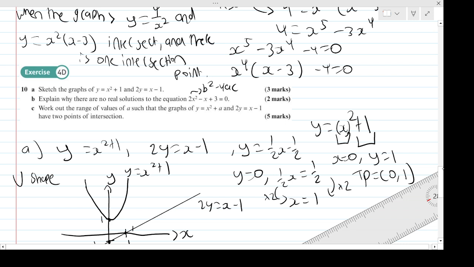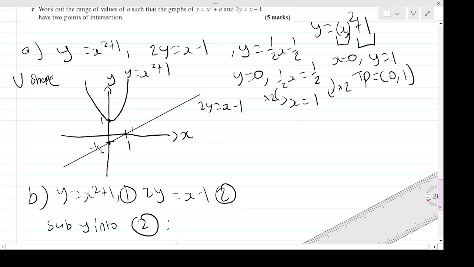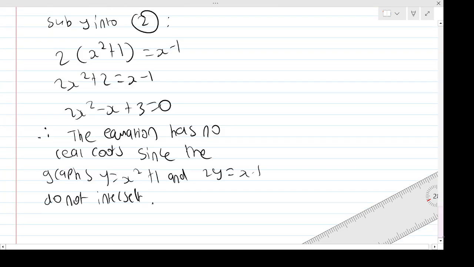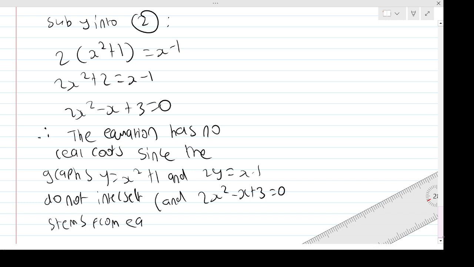Alternatively, again, you could answer that question by using the discriminant. I could add a little bit more detail here. I could say the graphs do not intersect, and the equation 2x squared minus x plus 3 stems from equating these two graphs, right?